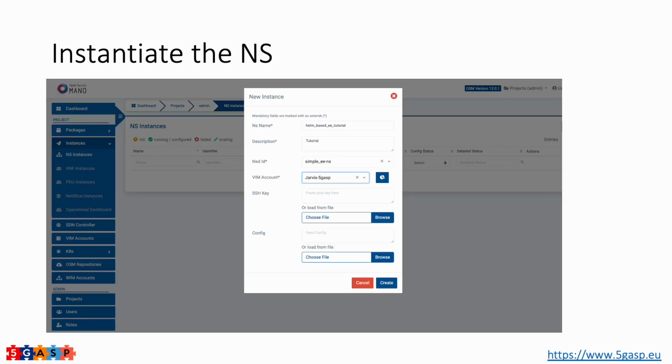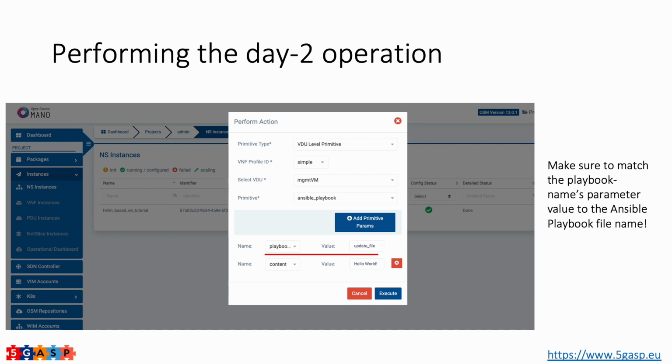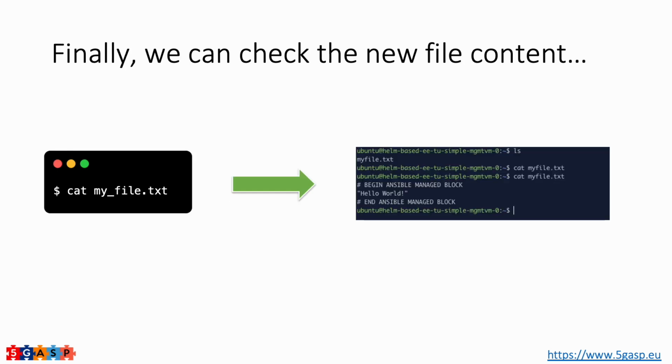Next, we need to instantiate the network service. This can be done directly on OSM or using its CLI. Now, we can check if the day 1 operation was successful. We can do this by entering our machine and seeing if the file was created. Now we can perform the day 2 operation as explained in the tutorial. One thing to make sure is to match the playbook name's parameter value to the Ansible playbook file name. Finally, we can check the file content to see if it was updated.